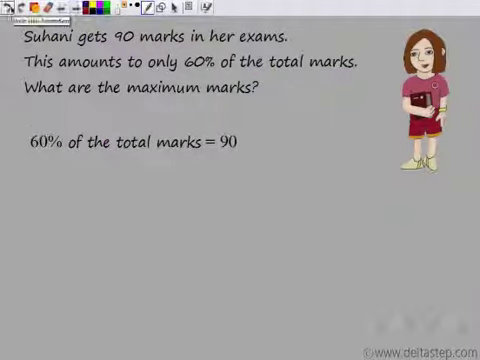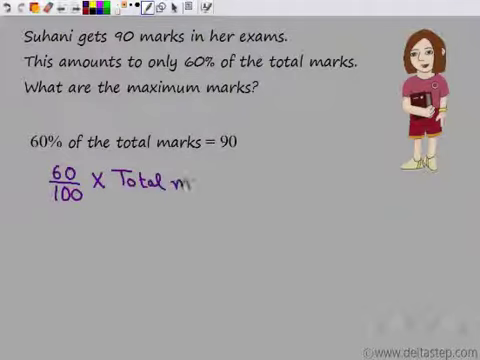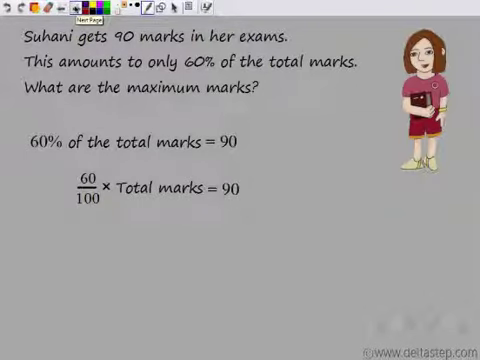This is what we know, 60% of the total marks. So what is this 60%? This is 60 per 100, that is 60 by 100 of, where of means multiplication, the total marks, which we do not know, which we wish to find. Now this is 90. So this is what we get now. That's 60 by 100 of total marks is 90. Now we can find total marks from here.